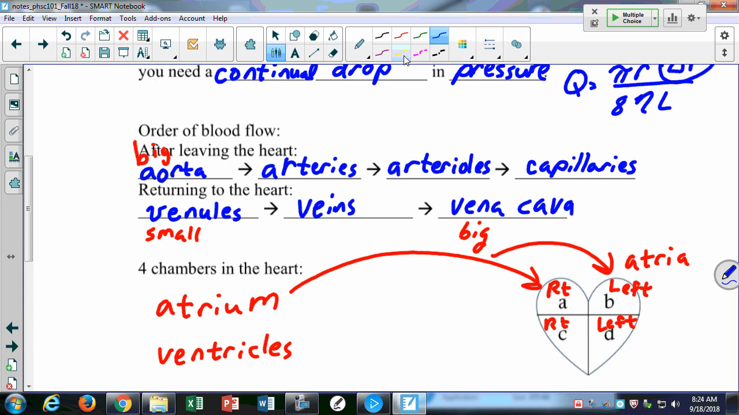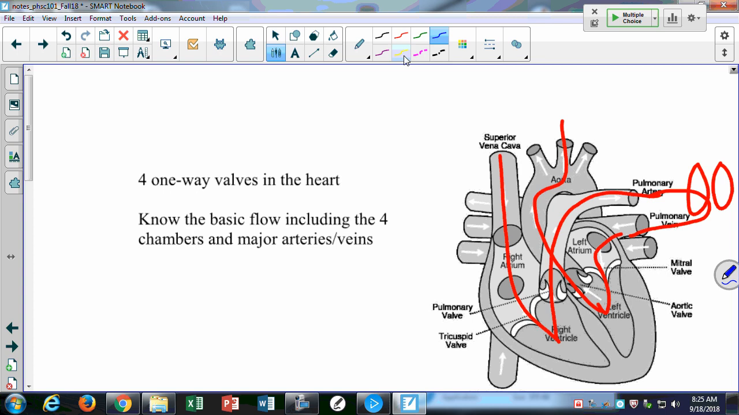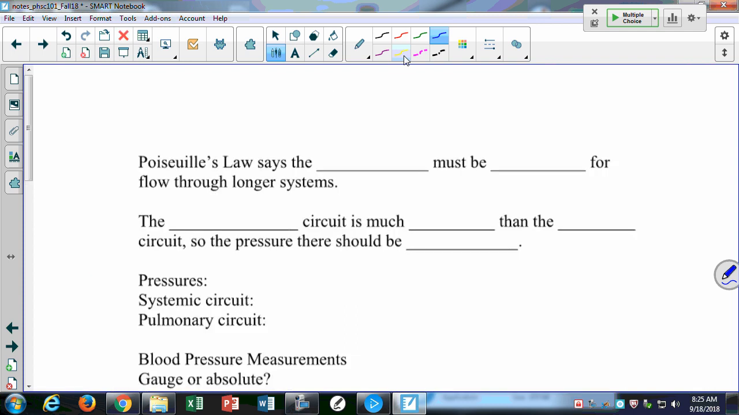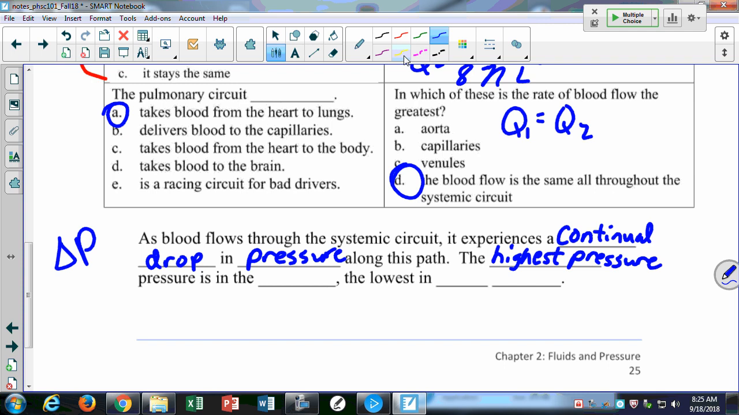The aorta, right. That's just after it leaves the heart. The heart has just pumped that blood. Okay, yeah, it does have the biggest pressure, but still the same flow rate. The flow rate's always going to be the same. Biggest pressure, and then all the way down to the lowest pressure at the vena cava after it comes back. So we have this continual drop in pressure. So the highest pressure is in the aorta, and then the lowest pressure is in the vena cava.